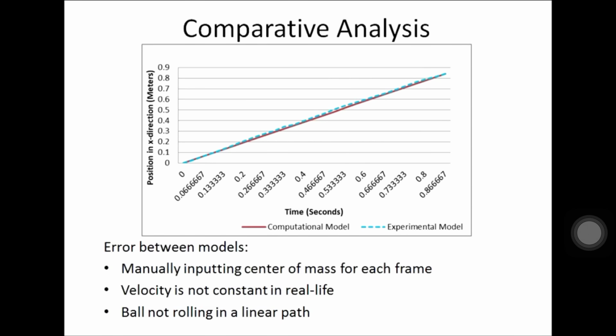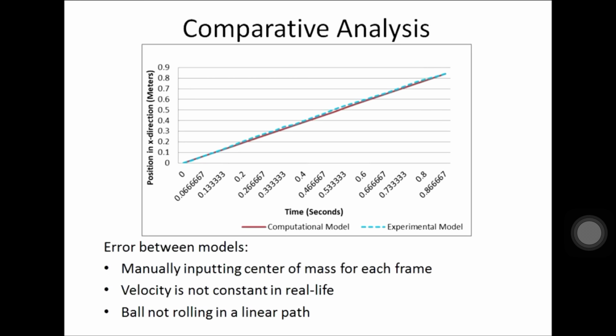Plotting both data from my computational model and experimental model on one graph, I find that the two curves are highly similar with little variance between them. However, most of the variance comes from the time intervals between 0.133 seconds and 0.8 seconds, where it was most noticeable that the experimental model strayed away from the computational model.